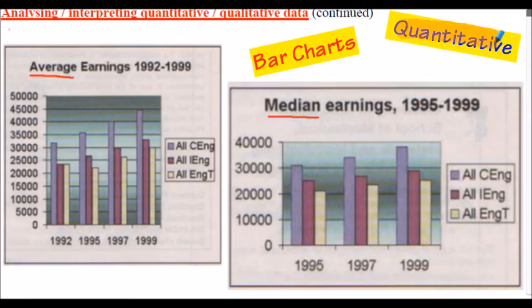Quantitative data continued here with some bar charts. Again, these relate to more so historical information. On the left-hand side, we have average earnings of engineers from 1992 to 1999. These data relates to technician engineers, incorporated engineers, and chartered engineers. And also we have a bar chart relating to median earnings. This is between 1995 and 1999, again for the same categories of engineers.